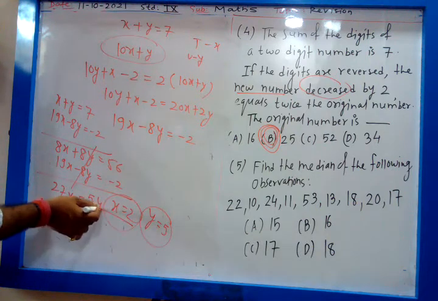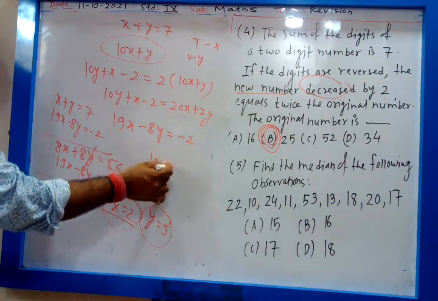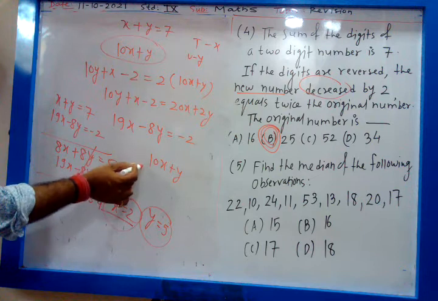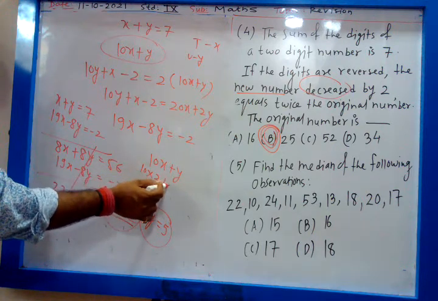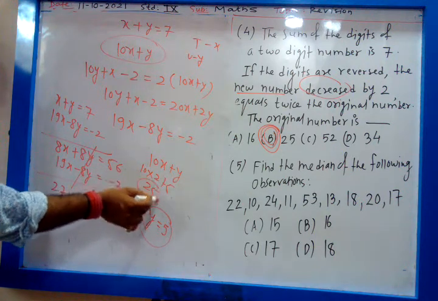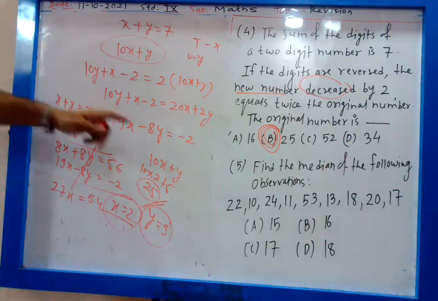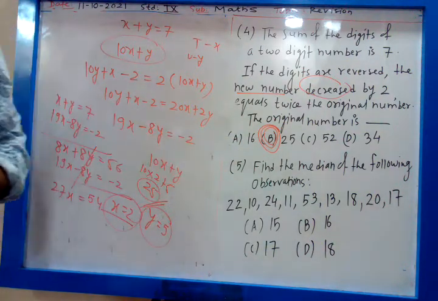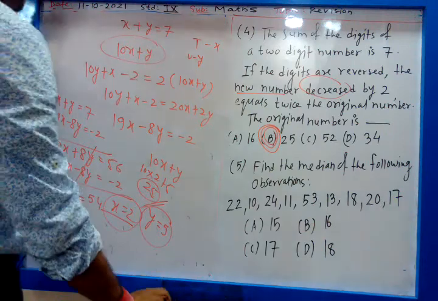So what is my original number? 10x plus y. So 10 into x is 2, plus y 5, 20 plus 5, 25. 25 is my original number. Yes, option number B is the correct option. Very good.